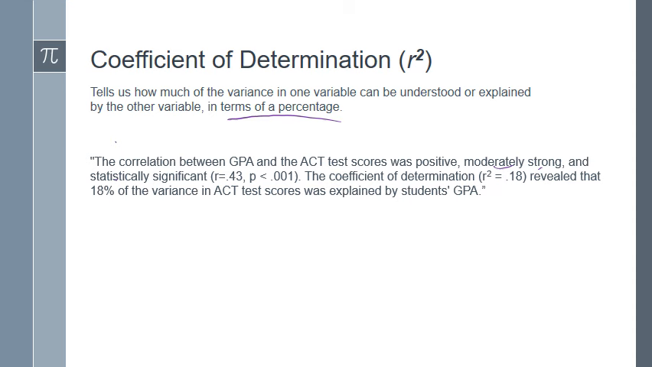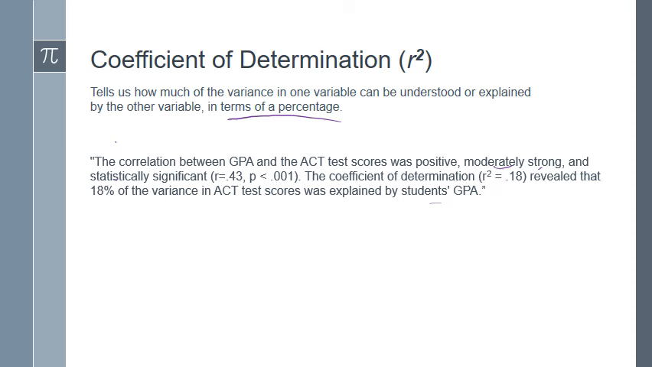But we can see that it's a 1 in 1,000 chance that you got that score. So that's the correlation. Then it says, the coefficient of determination, r squared 0.18, revealed that 18% of the variance in ACT test scores was explained by students' GPA. So in other words, ACT test scores has an 18% correspondence with students' GPA. So as your test scores go up by a certain percentage, your GPA goes up by a certain percentage, okay? Or at least that's the correspondence between the two.